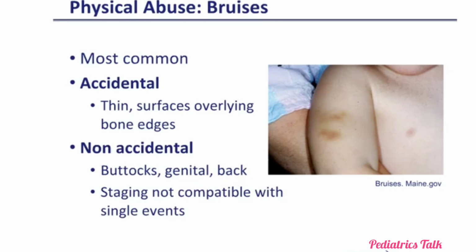Often what we see with multiple injuries are injuries in different stages of healing, and we can get an idea of different stages of bruising. Newer bruises tend to be blue, red, purple. Older bruises tend to be brown, yellow, green. And so multiple bruises at different stages, particularly over places where children do not commonly get bruised or injured, is a key feature to the probability of child abuse.